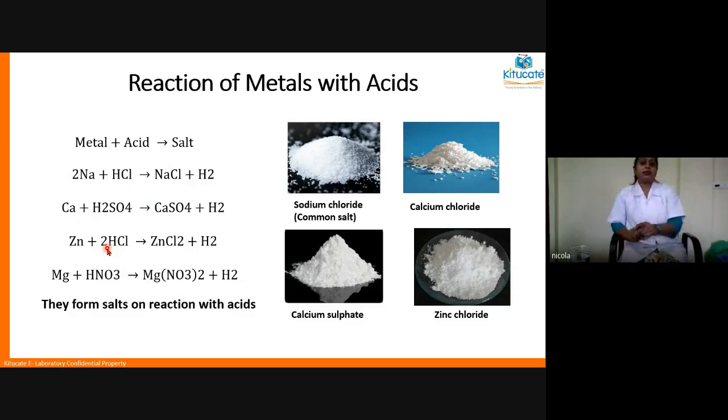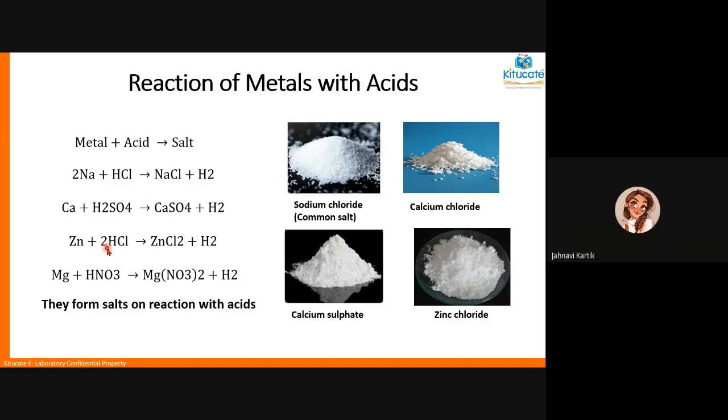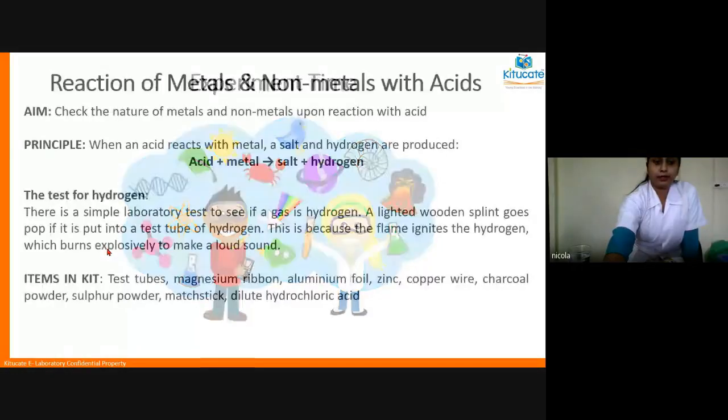So one common thing that you all see in all the reactions is that hydrogen gas is evolved in all the reactions, and a salt is produced when a metal reacts with an acid. So these two things you all must remember: when a metal reacts with an acid, a salt is formed with the evolution of hydrogen gas. Okay, we can move on to the next slide.